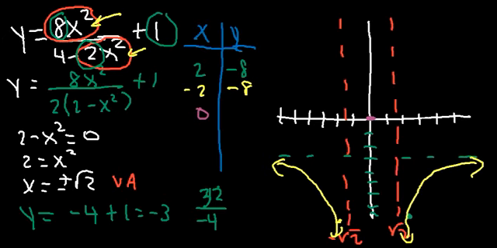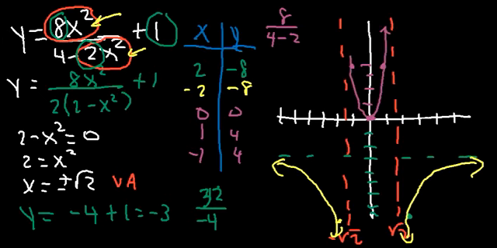Let's say if we plug in 1. 1 and negative 1 is going to be the same. If we plug in 1, it's going to be 8 over 4 minus 2. So that's 8 over 2, which is 4. So that's like over here somewhere. So we can see what's happening. This graph is going to look something like this at the center.